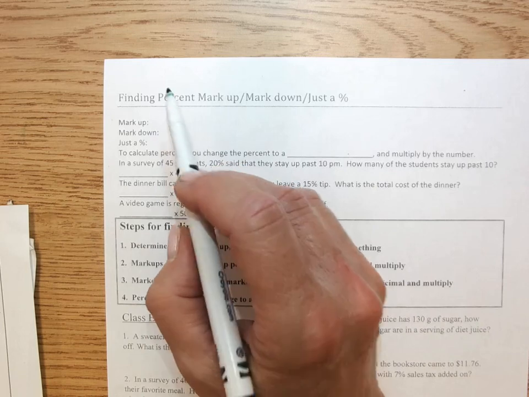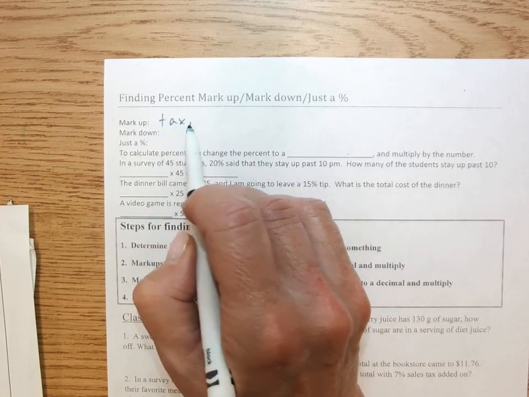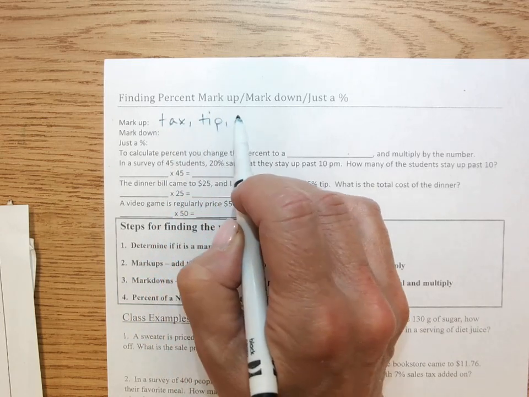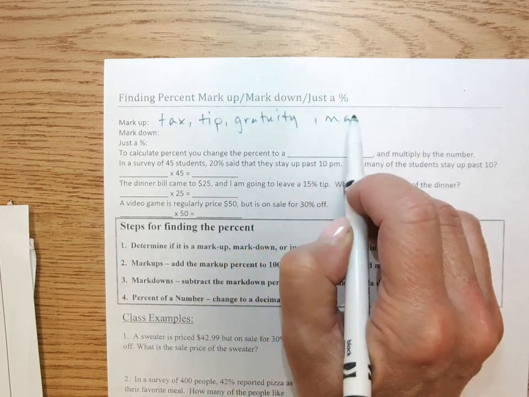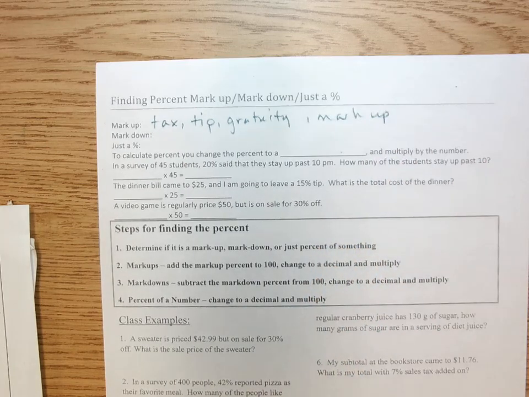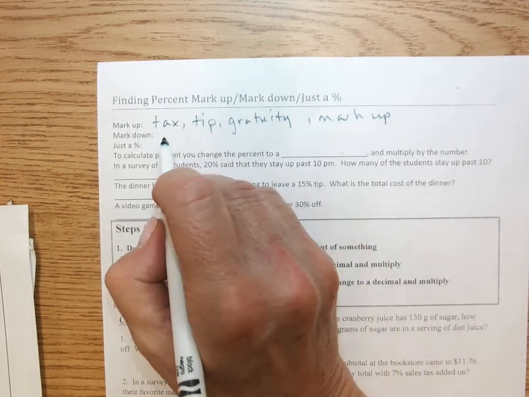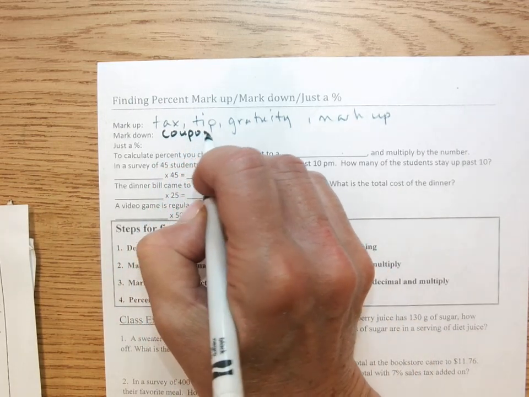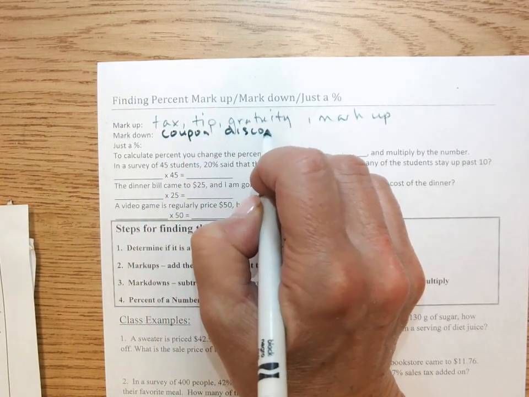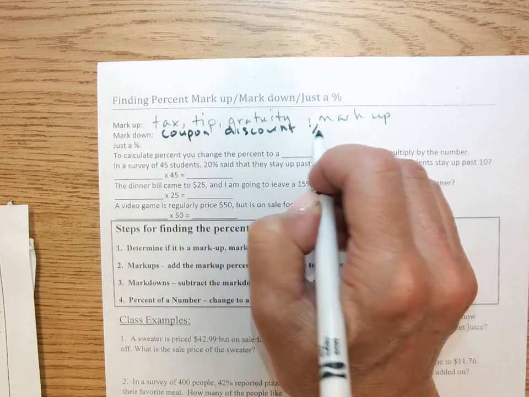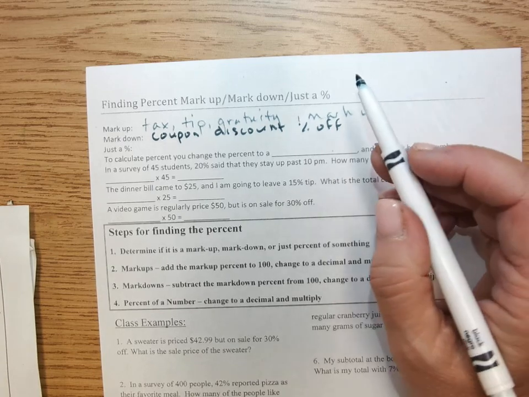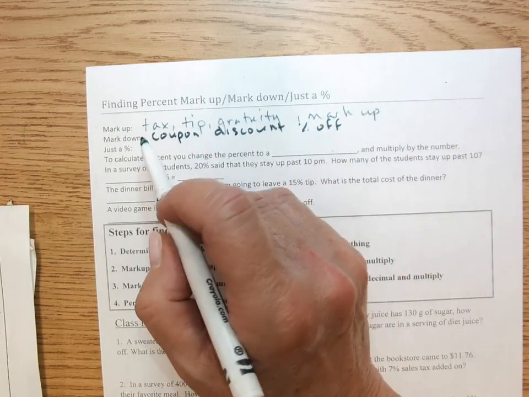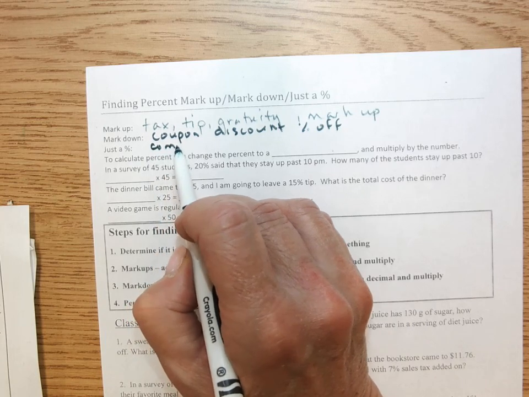So a markup is when you have tax or tip, which is sometimes known as a gratuity, or just a markup. Okay? A markdown is when you have a coupon or a discount or a percent off or just a markdown. And then finally, just a percent, usually that's commission.